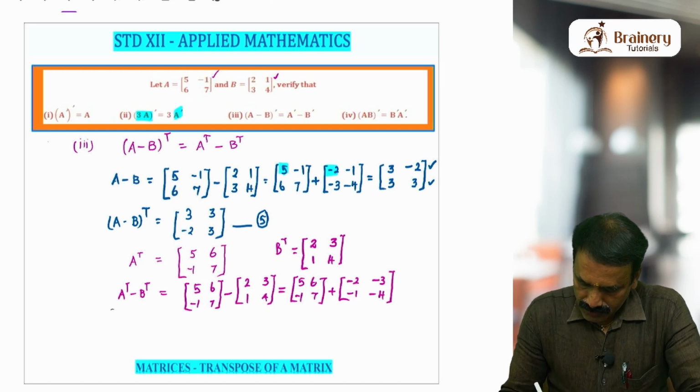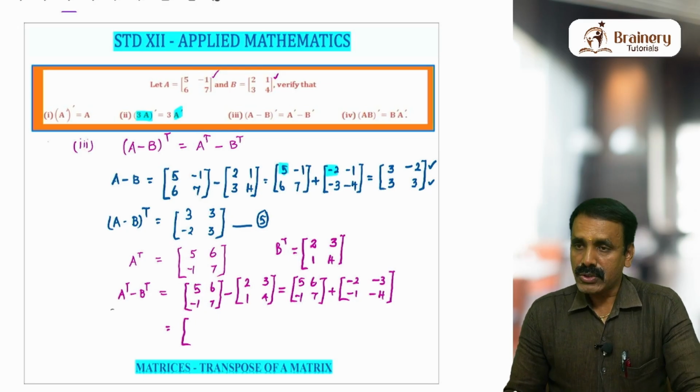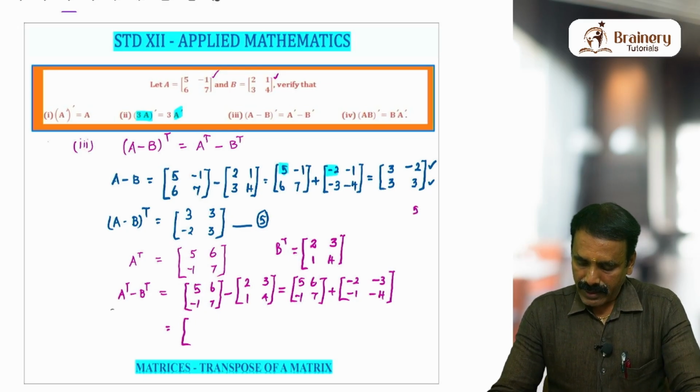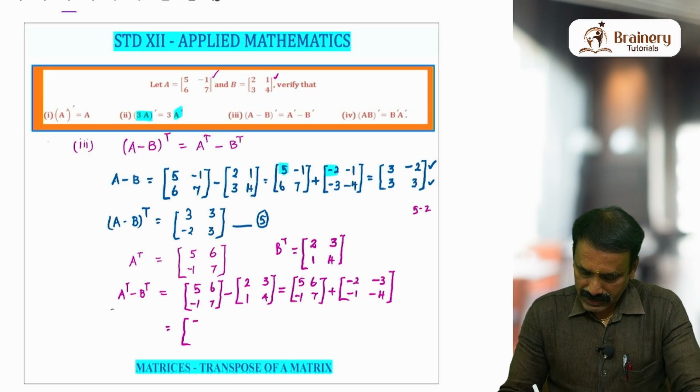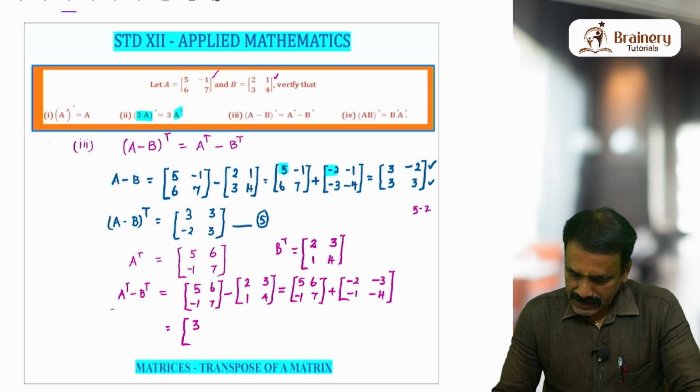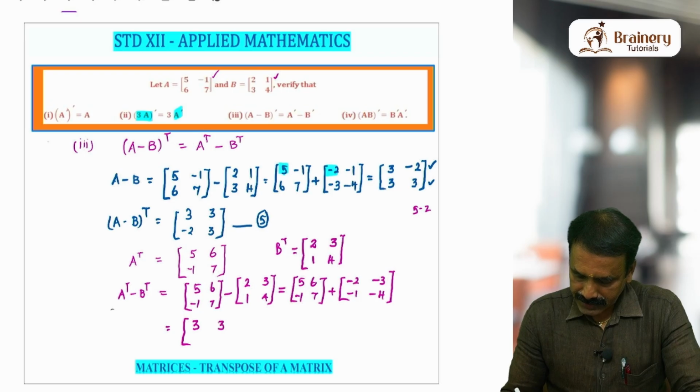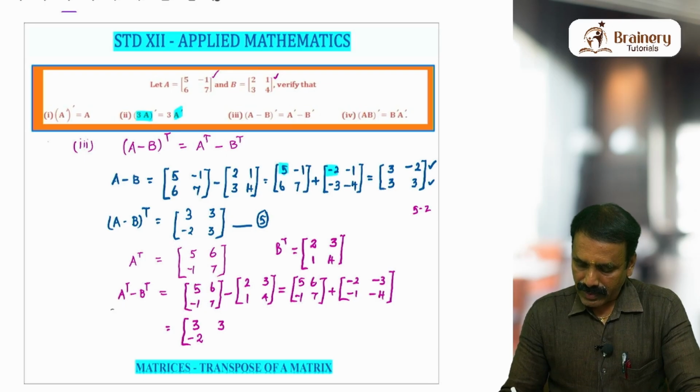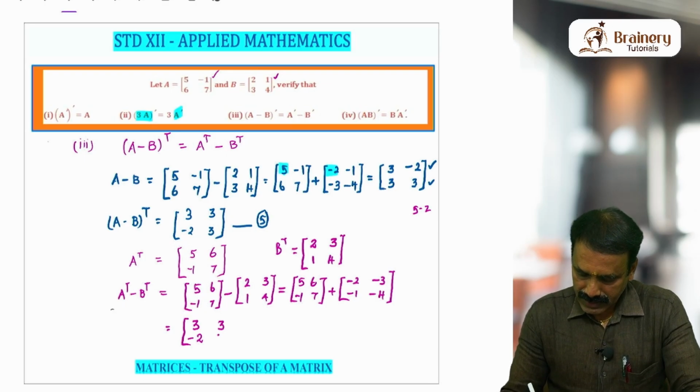So, we are going to add now 5 plus of minus 2, that is nothing but 5 minus 2. 5 minus 2 is nothing but 3. Then 6 plus of minus 3, that is 6 minus 3, it is going to be equal to 3 again. Minus 1 plus minus 1 added, same symbol, so minus 2. 7 plus of minus 4, it is going to be 3 again. So, we found out A transpose minus B transpose.